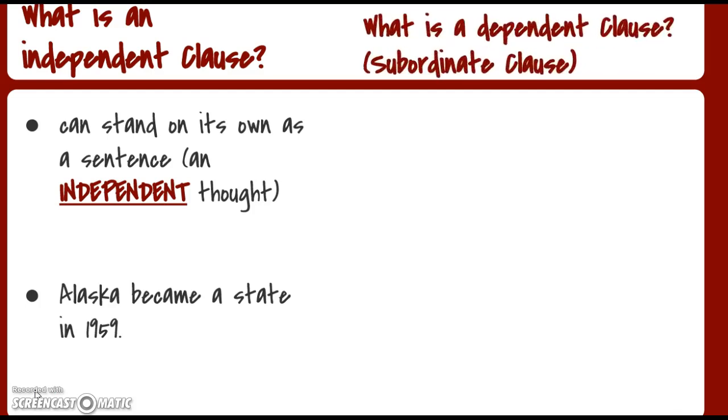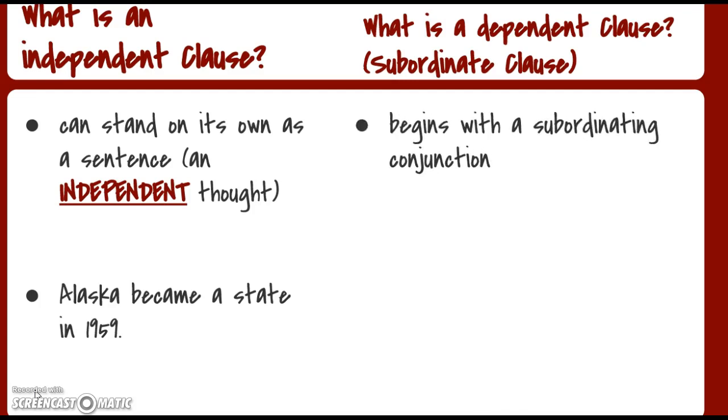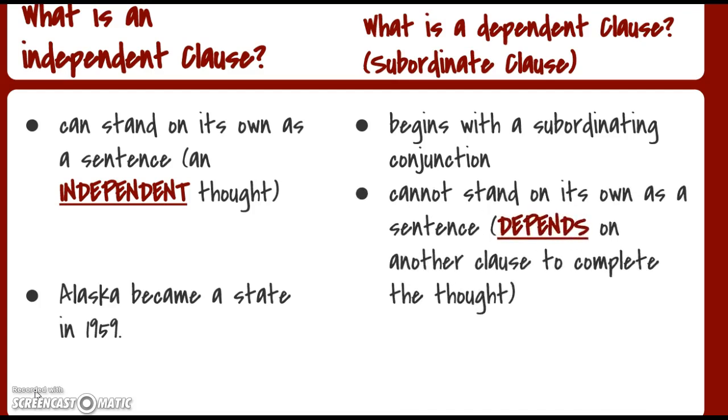The second type of clause is a dependent clause, also known as a subordinate clause. This type of clause begins with a subordinating conjunction and cannot stand on its own as a sentence. It depends on another clause to complete the thought. For example, "when Alaska became a state." Just adding that subordinating conjunction to the clause changes whether it's independent or dependent.